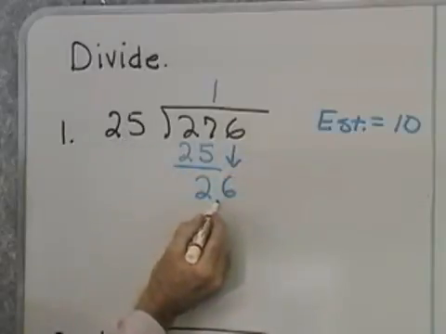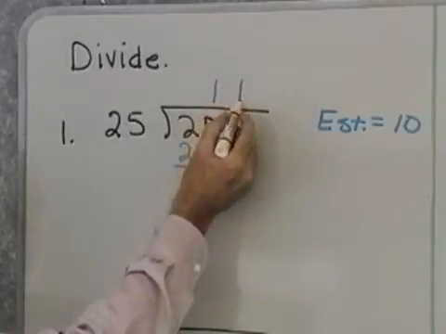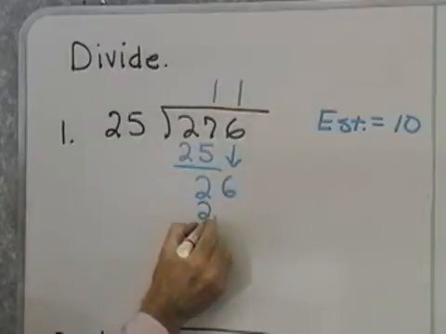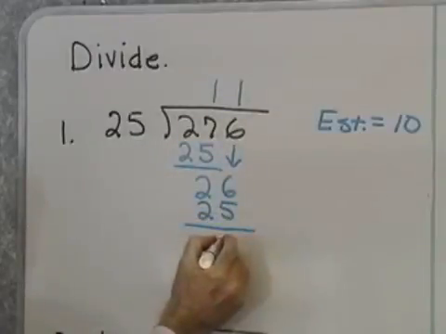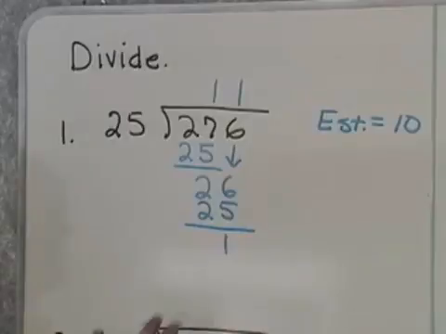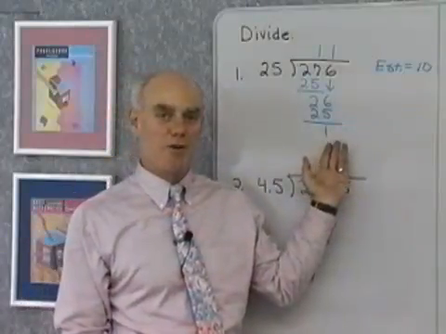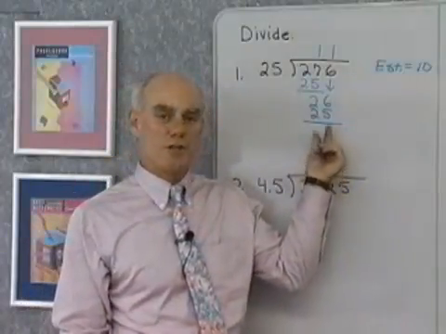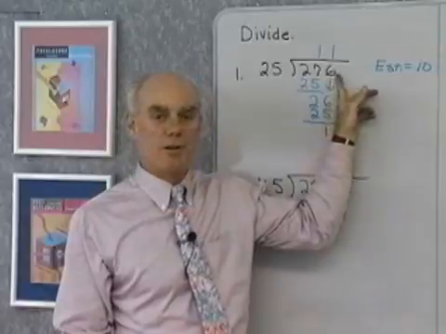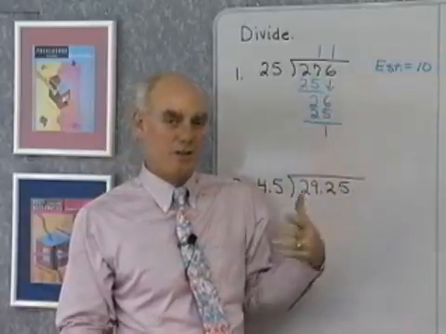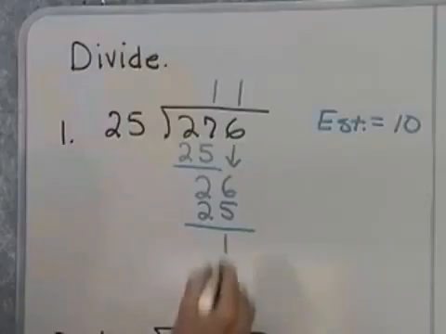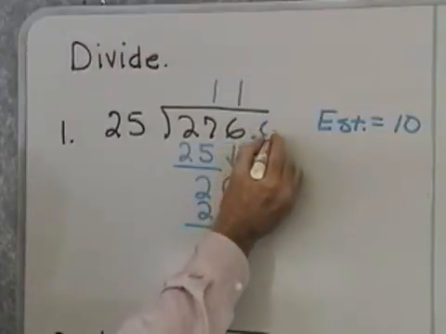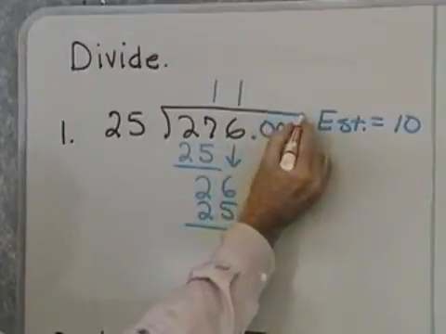Now 25 divides into 26 one time. 1 times 25 is 25. And I subtract and get 1. Now normally at this point I would stop and that would be my remainder of 1. But in this case what I want to do is keep going by putting a decimal point here and then adding as many zeros as I want. Let's just go to the nearest hundredth though. So I'm going to put a decimal point here and then 2 zeros so I can continue this division.